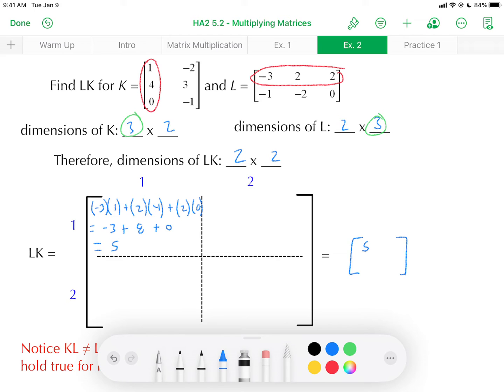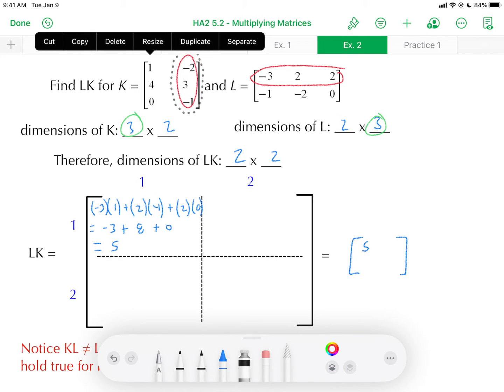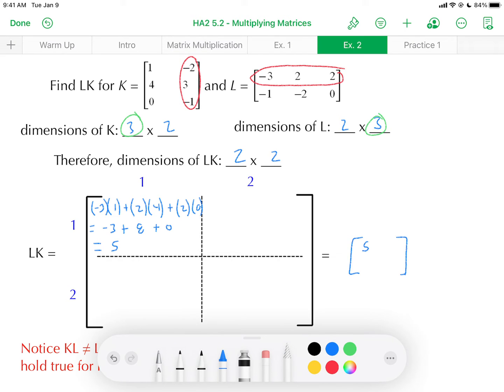Okay, now let's go after first row, second column. So I'm moving to here. I'll take negative 3 multiplied by negative 2 plus 2 multiplied by 3 plus 2 multiplied by negative 1. So that's 6 plus 6 minus 2, or 10.